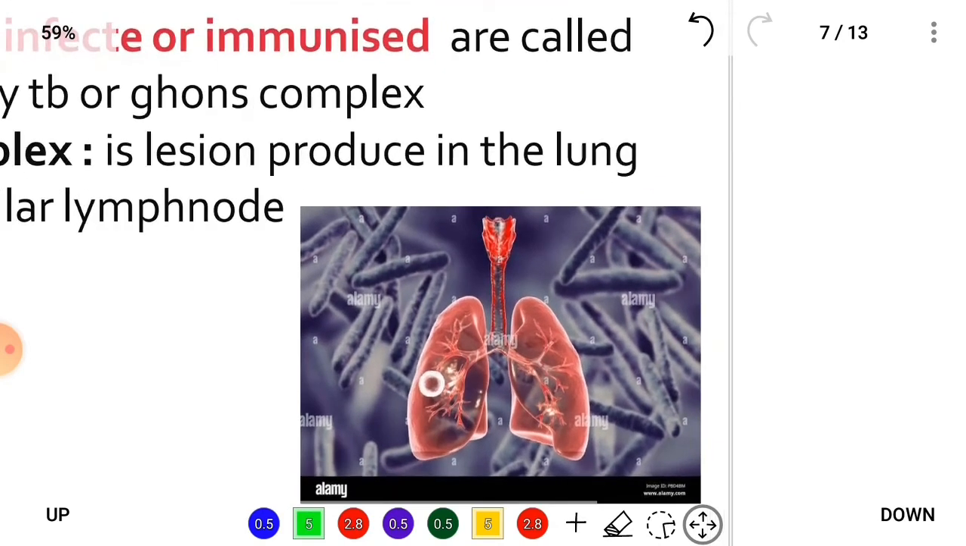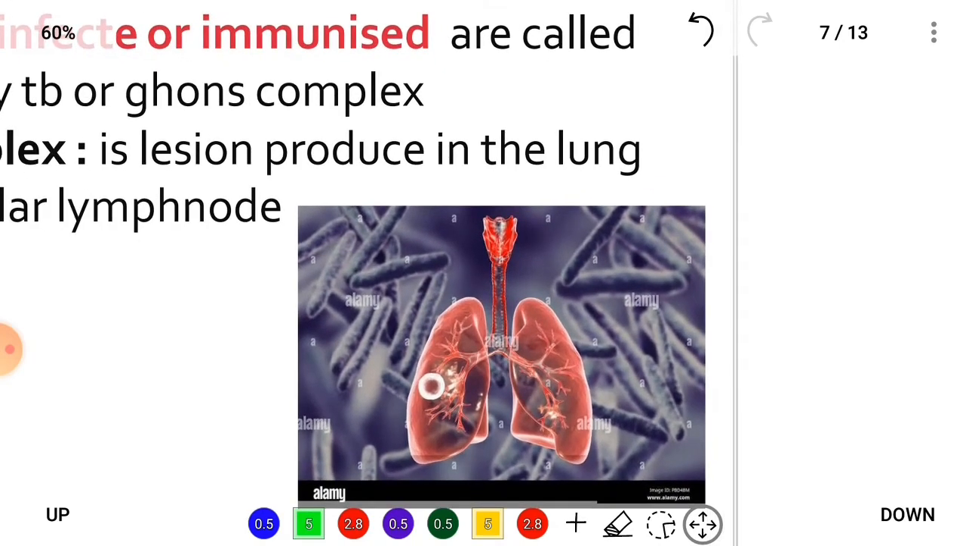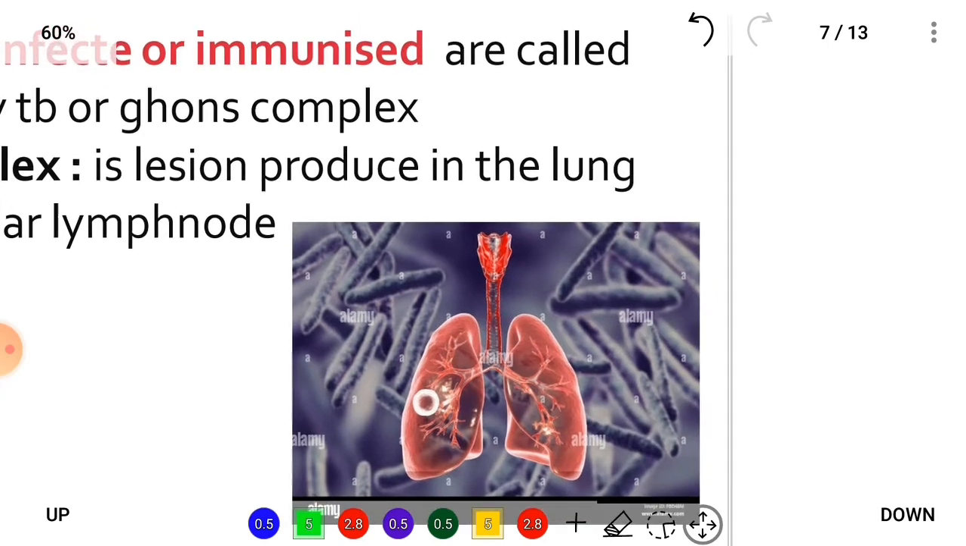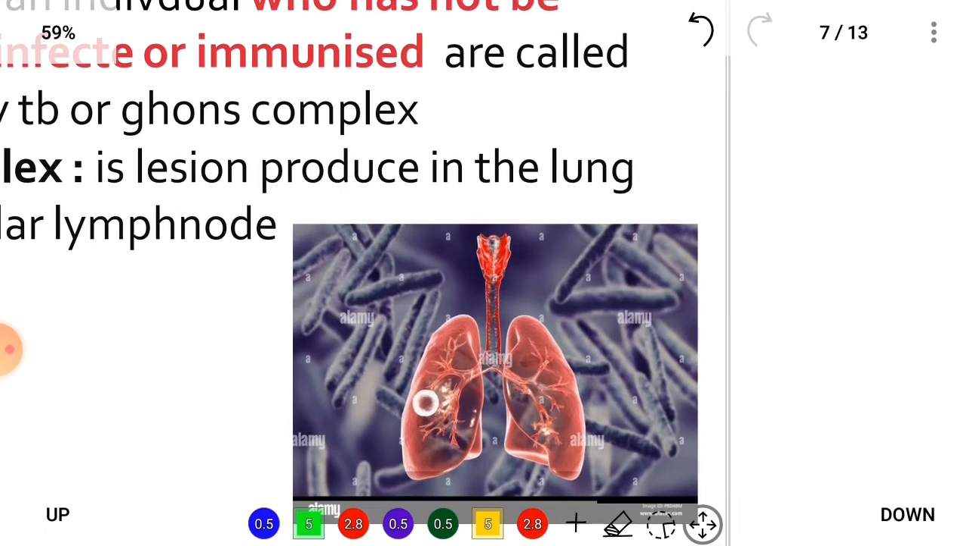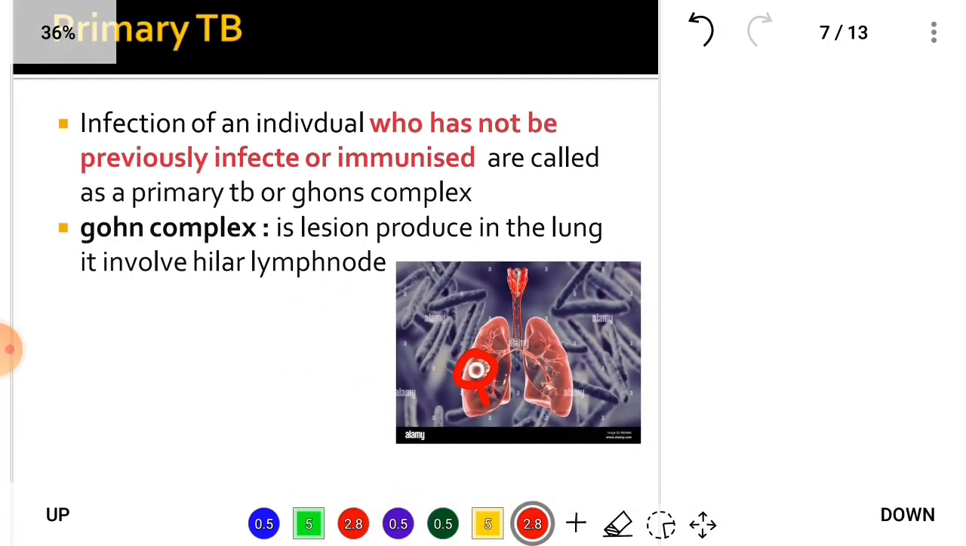the body, and the bacteria which enter through the route of ingestion, inhalation, and inoculation mainly affect this site, that is the upper part of the lower lobe. When the Ghon focus is present at the upper part of the lower lobe, then it is called the primary tuberculosis. Now the question comes, what is Ghon complex, or what is Ghon focus?